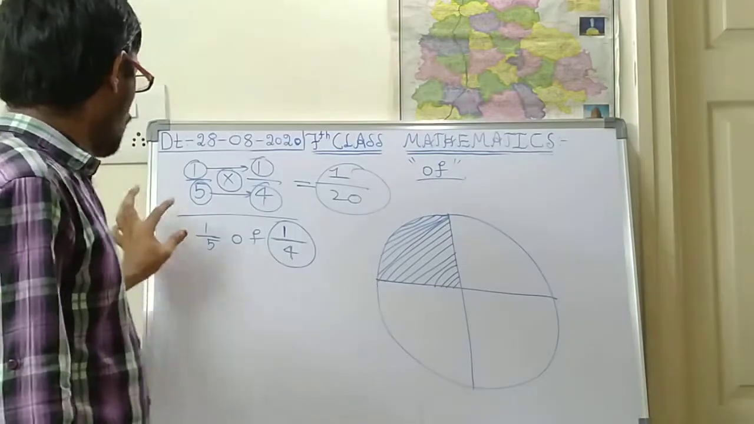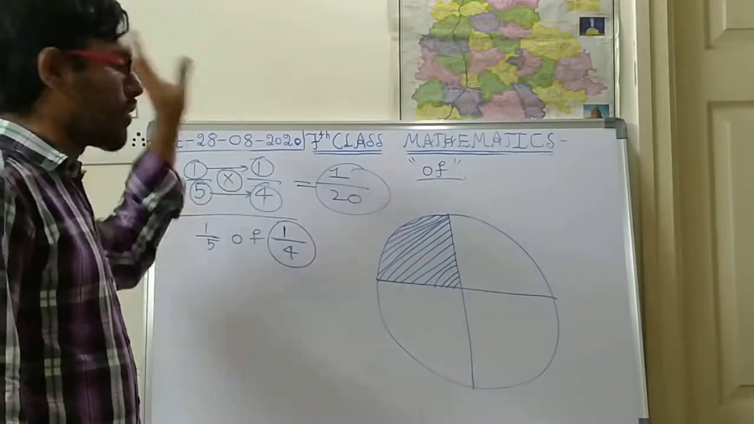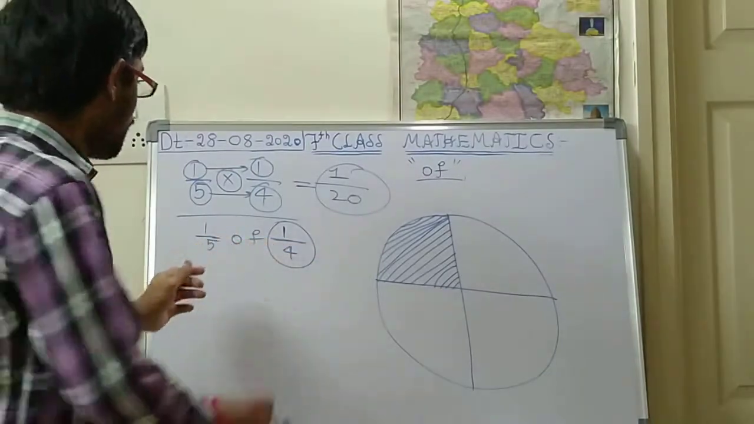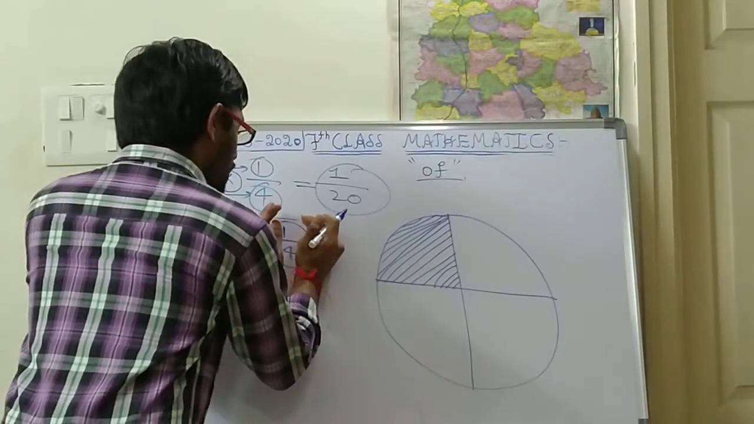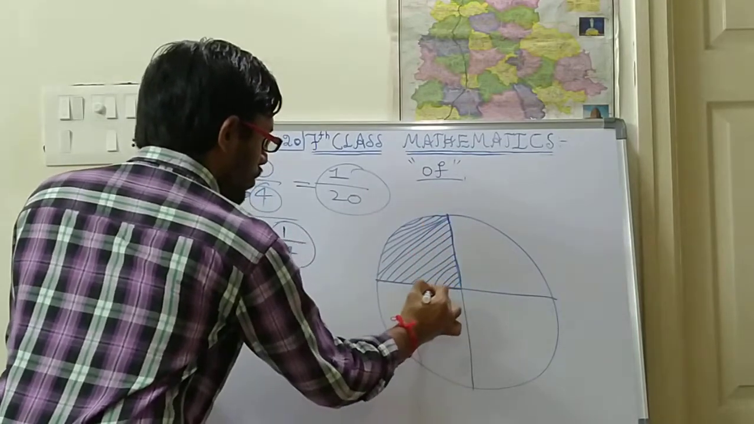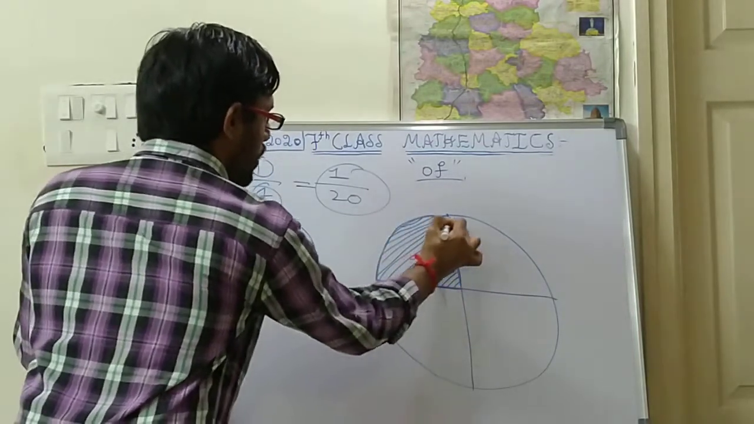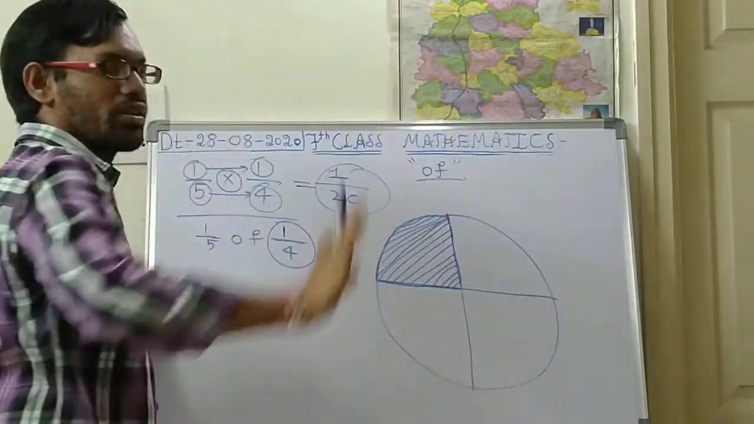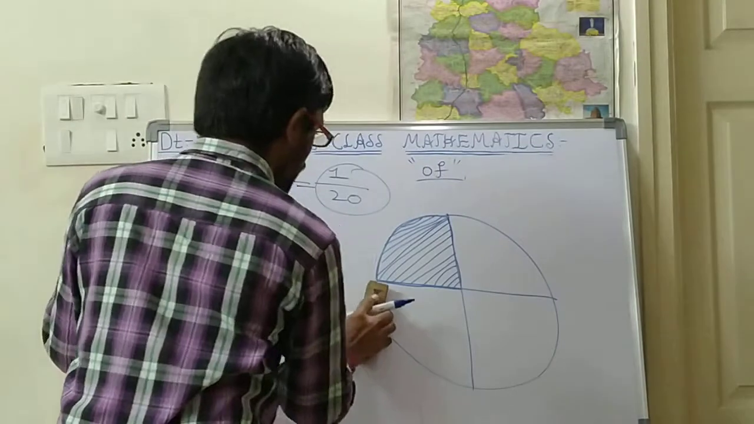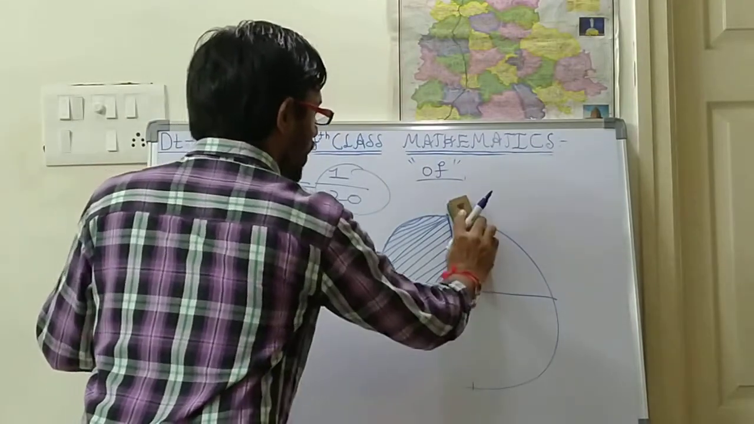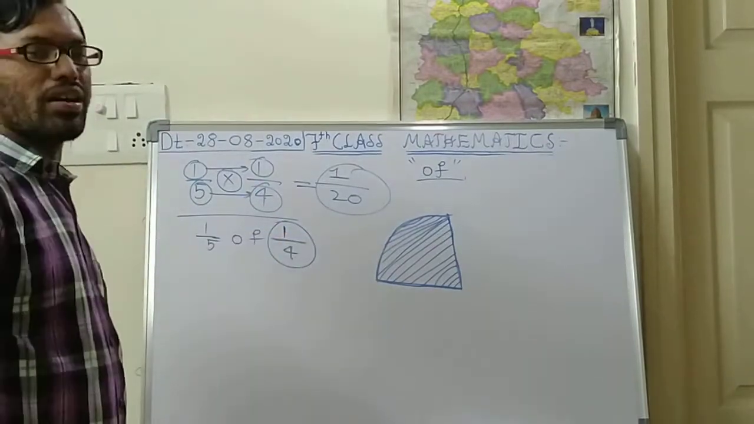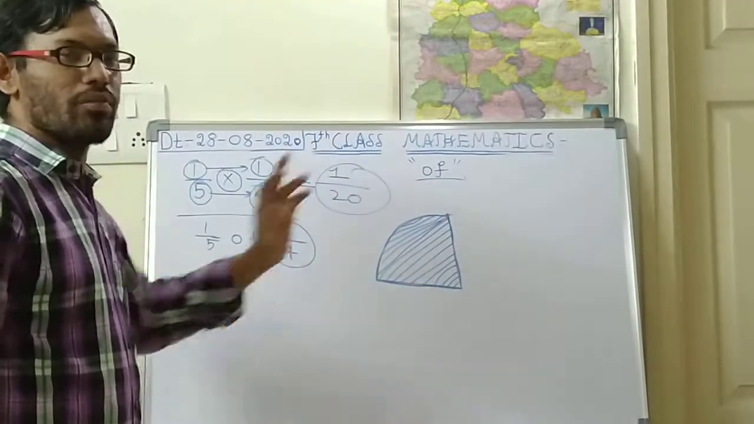Okay. Now 1 by 5 of 1 by 4 he is asking. So from the 1 by 4, 1 by 4 means only this part. Now forget about these 3 parts. Sometimes we should assume that these 3 parts are not there. So only this 1 by 4 part is there.